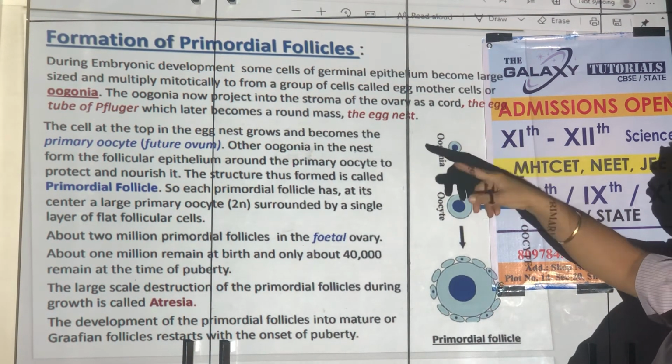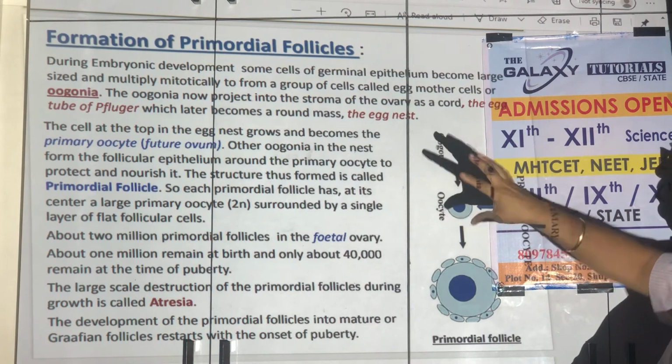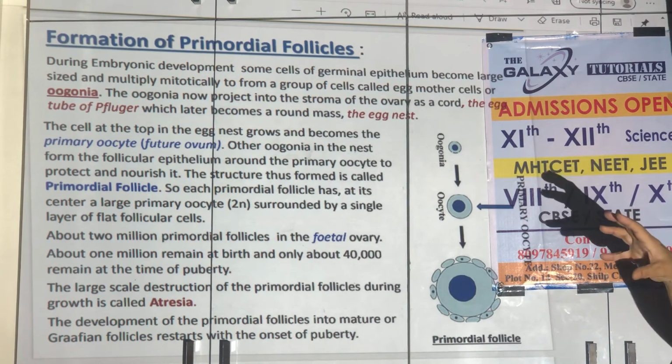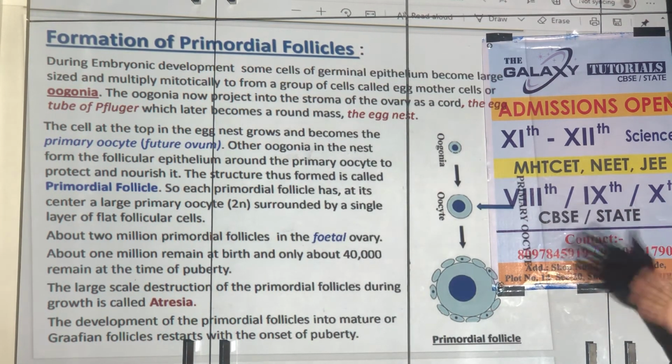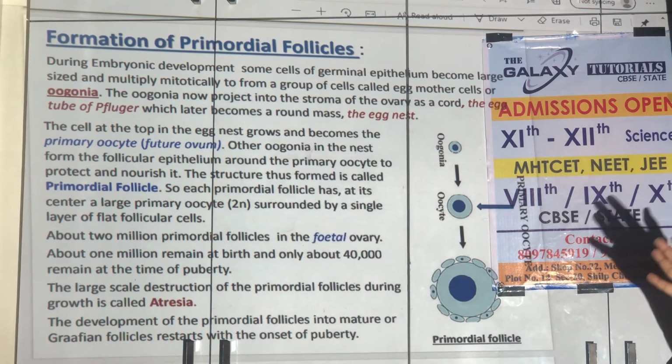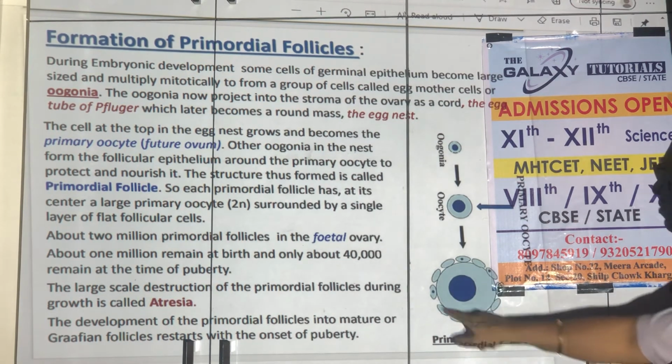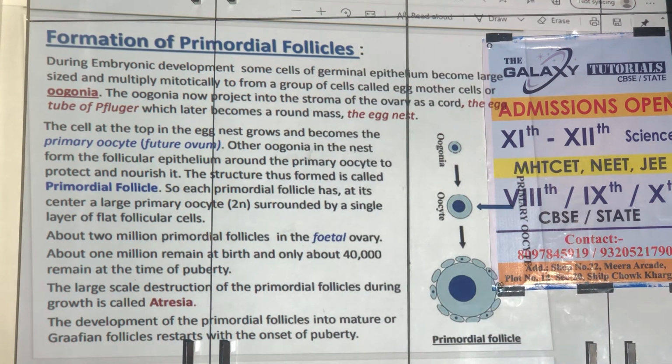We don't require this. It's called the egg tube of Pflüger, which becomes the egg nest. The top of that egg nest becomes the primary oocyte, and then the next oogonia will protect and nourish it. This one becomes the slave and that one becomes the master. Such a structure is called a primordial follicle. They will feed him. There are 2 million primordial follicles in the fetus.